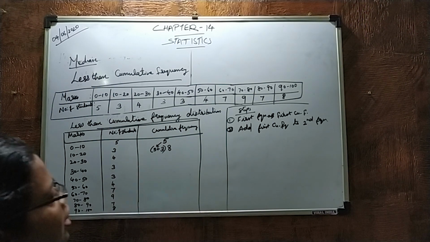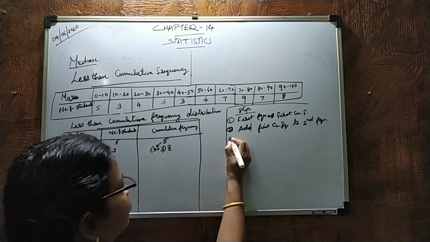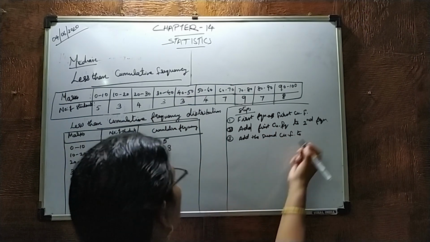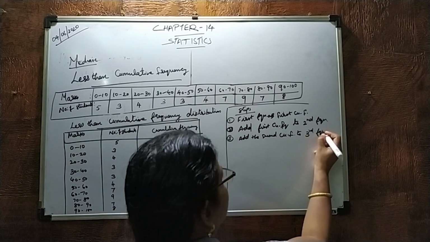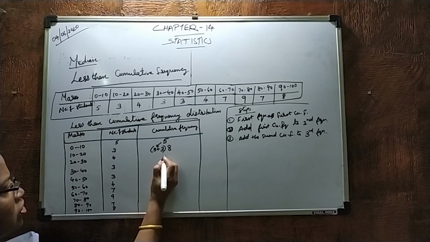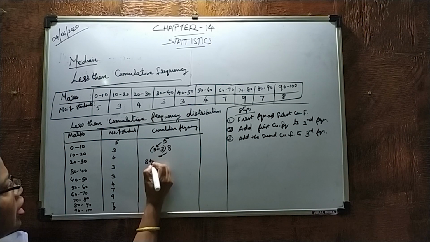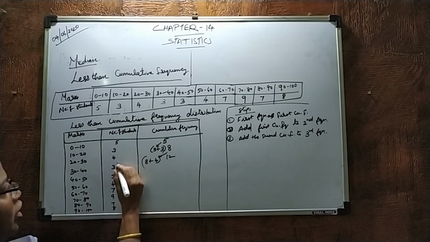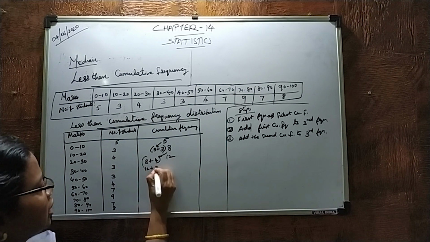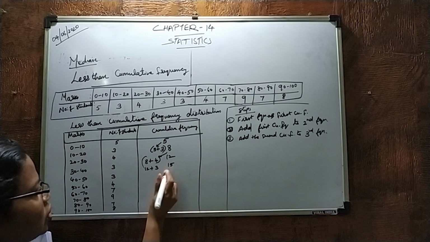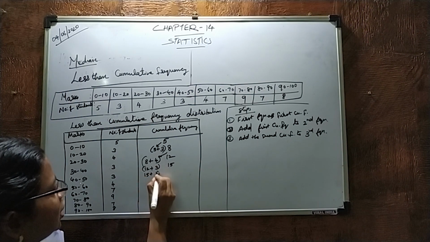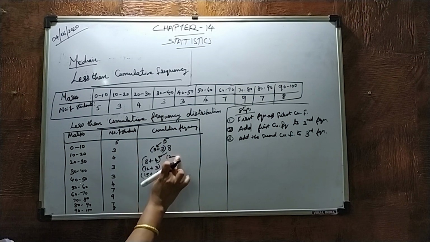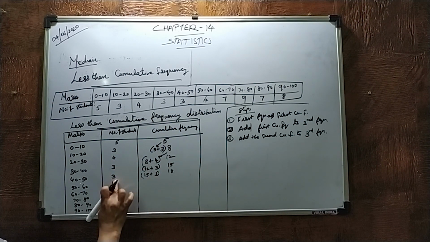Next, how will you find the third one? Same thing: add the second cumulative frequency to the third frequency. Here it is 8 and then 4 from here, it will be 12. Like that you have to add. Next, 12 plus 3 gives 15. Next, 15 plus 3 gives 18. So 5 plus 3 gives 8, 8 plus 4 gives 12, 12 plus 3 gives 15, 15 plus 3 gives 18.